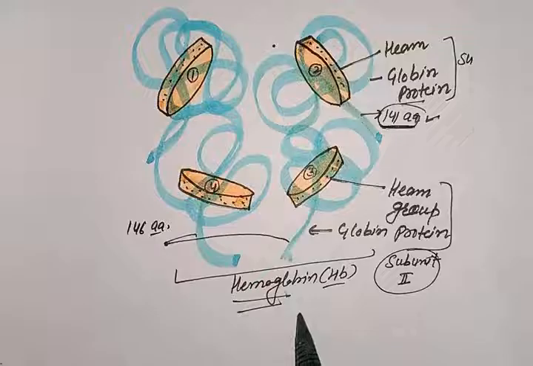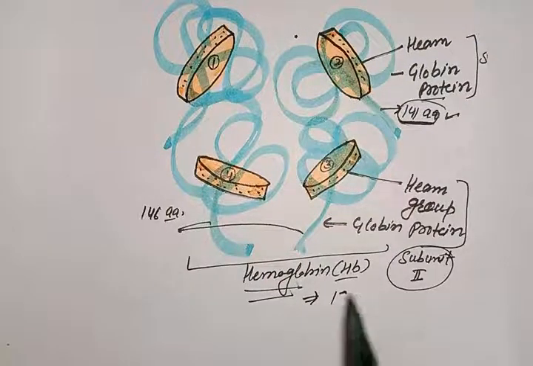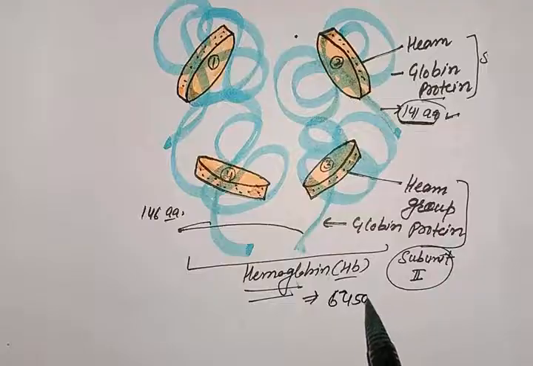The total molecular mass of this hemoglobin is 64,500 Dalton. Da means Dalton.